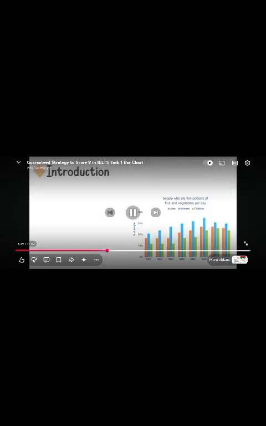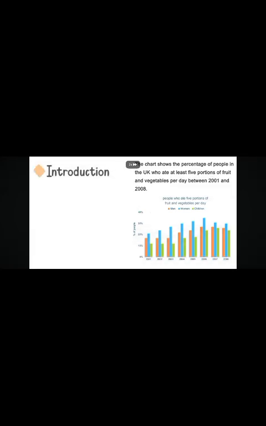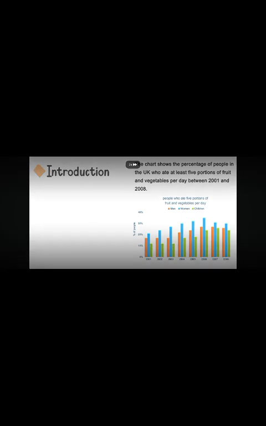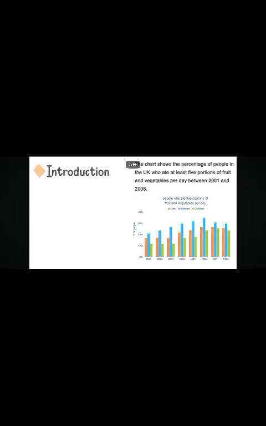Always, when you want to write your introduction, try to read the question again. The chart shows the percentage of people in the UK who ate at least 5 portions of fruit and vegetables per day between 2001 and 2008. Now, what I'm going to do here is that instead of chart, I'm going to write bar chart, all right? Instead of shows, I'm going to write provides information, right? Instead of people, I can write the name of the groups, men, women, and children. Instead of portions, I can write servings, 5 servings. And instead of fruit and vegetables, I can write agricultural produce, right? And between 2001 and 2008, I can write from 2001 to 2008.